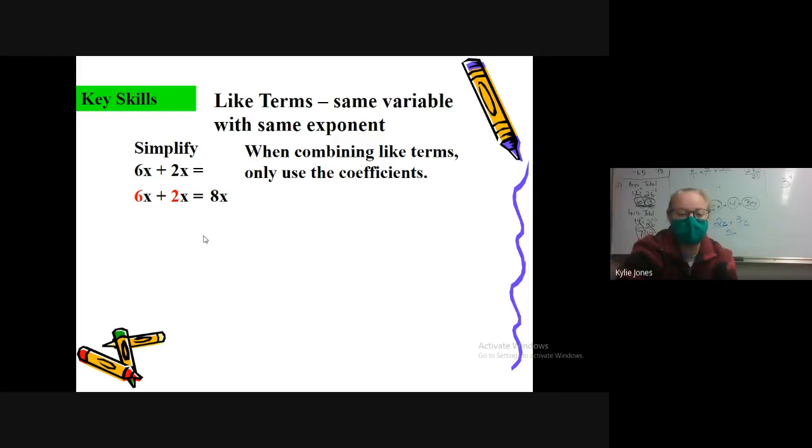So, combining like terms means that you take the coefficients in front, the red numbers here, 6 and 2, add them together and just carry over the variable. It stays the same.